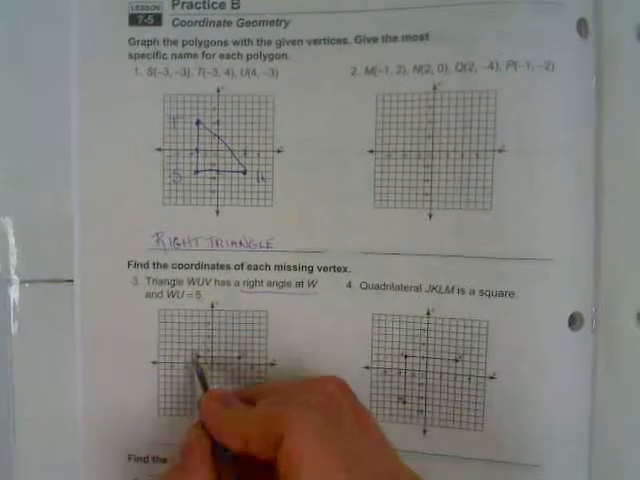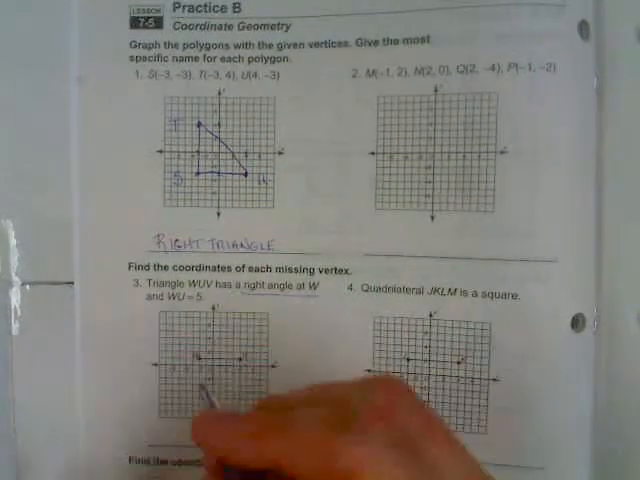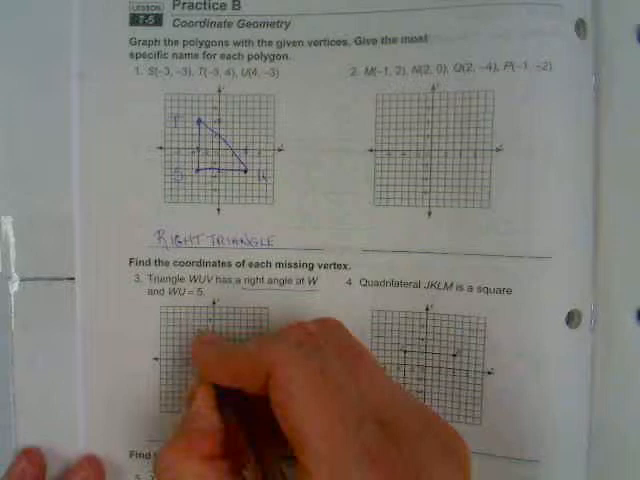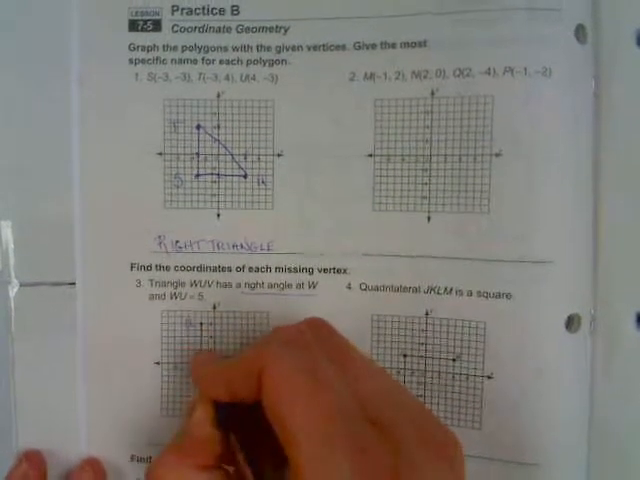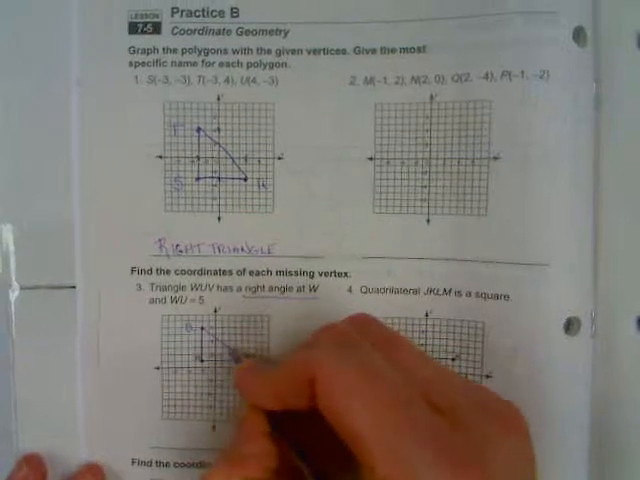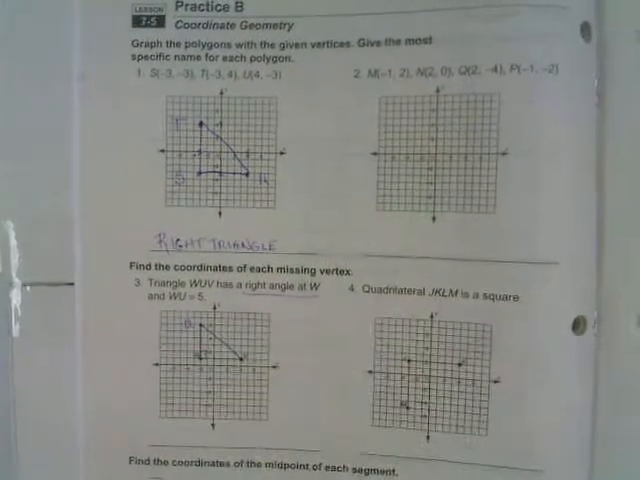So I'm going to shoot 5 either north from W or south from W. It really doesn't matter because the distance would be 5. I'm just going to go up because that just seems kind of traditional. And connect in my points here, and there is your triangle with a right angle at W.